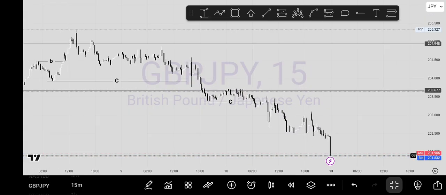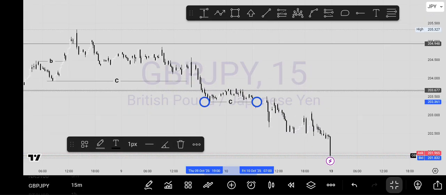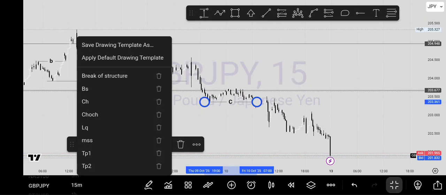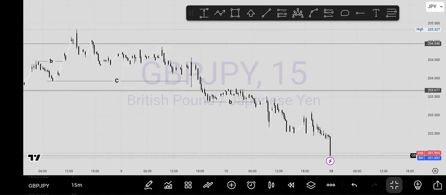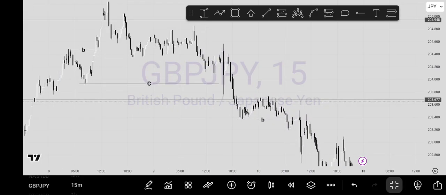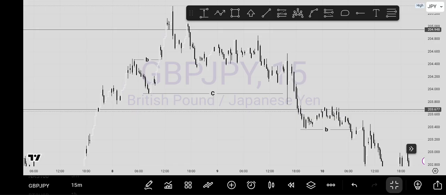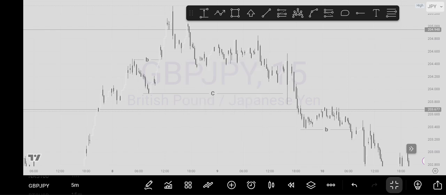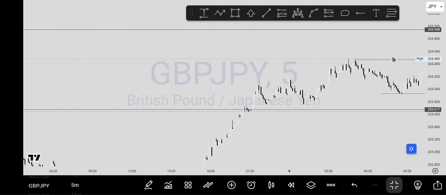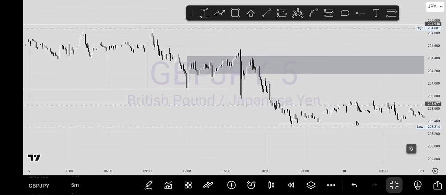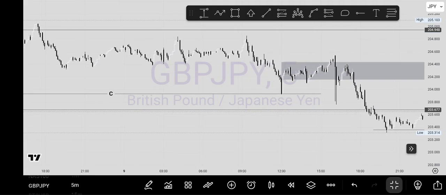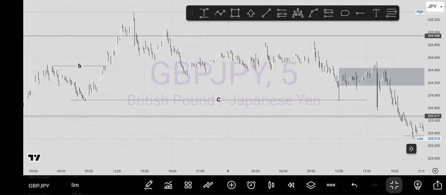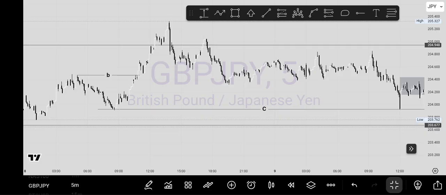So if you go to our 15, sorry for this, this was a breakout structure, not a change of character. A breakout structure, yes. So if you go to the 15-minute time frame, there's something that is funny. Let me move to the 5-minute time frame so that I can make it even more clear. Yes, there's something happening here.